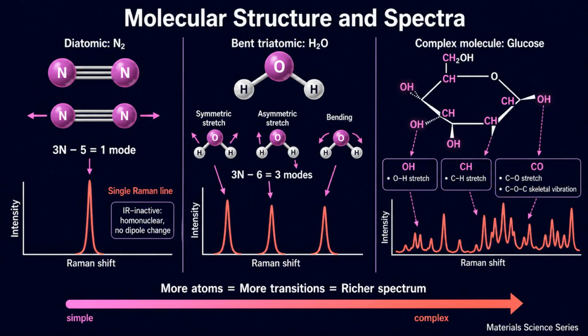Molecular complexity directly determines spectral complexity. Simple diatomic molecules like nitrogen have exactly one vibrational mode, and because nitrogen is homonuclear, that mode is infrared inactive. It shows up only in Raman. Bent triatomic molecules like water have three vibrational modes, from 3n-6, and correspondingly more peaks. Complex organic molecules like glucose have many functional groups and produce rich, overlapping spectra. Understanding this structure-spectrum relationship is key to interpreting spectroscopic data and identifying unknown compounds.